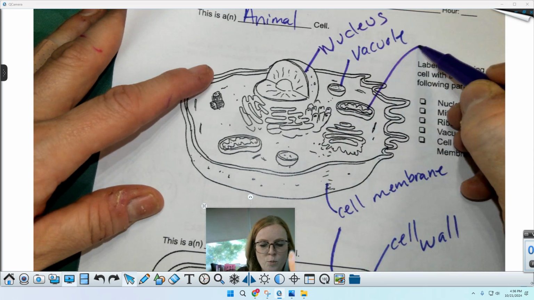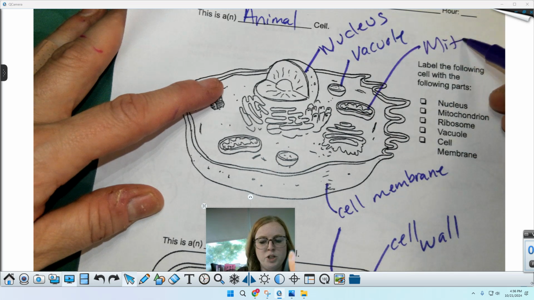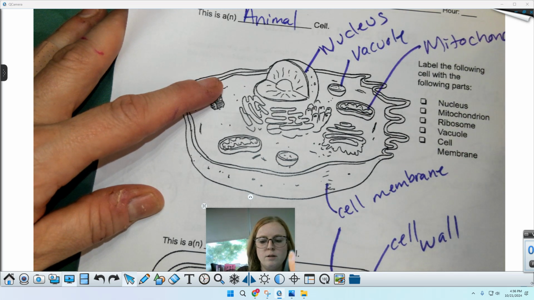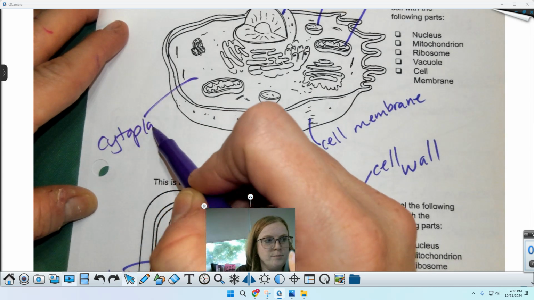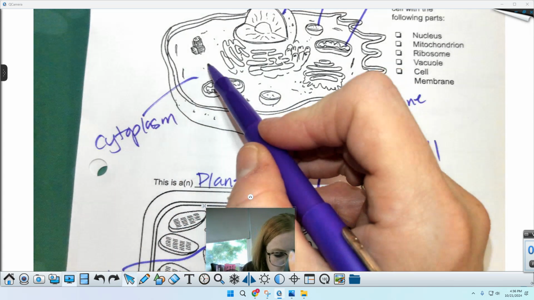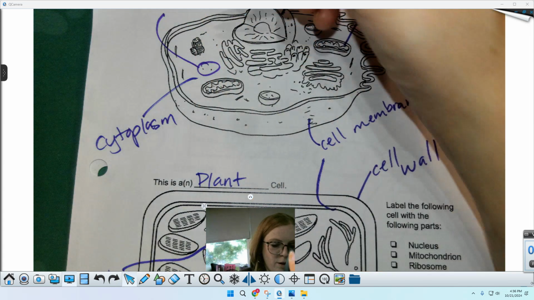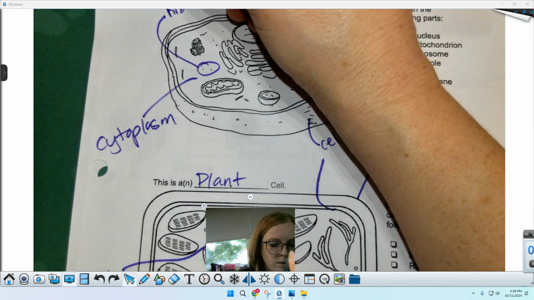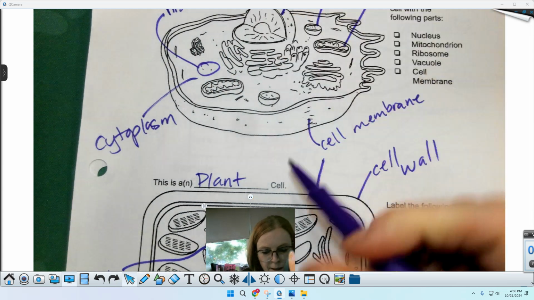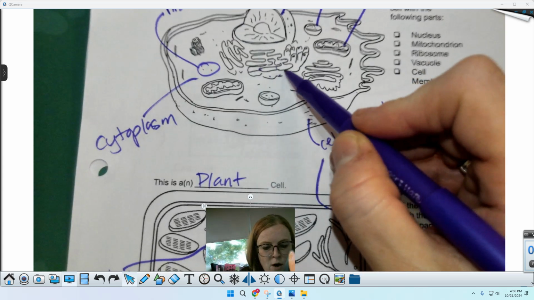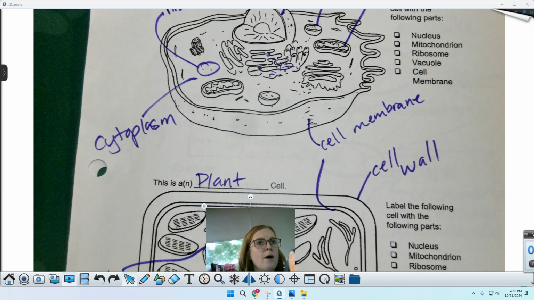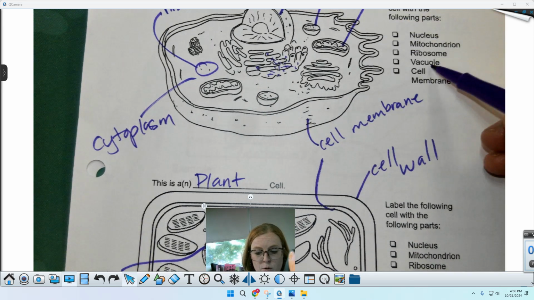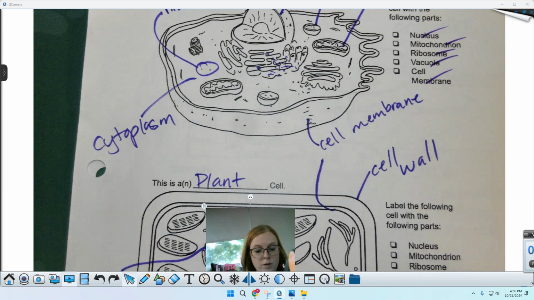Nucleus is in the middle. We know this is the mitochondria. It's bean-shaped. We know the liquid inside the cell, of course, is the cytoplasm. And we know these dot structures, though horribly drawn, are going to be the ribosomes, which make the protein. If we were learning the ER, you would learn that the dots, these ribosomes, are also on the ER right there. And I think that's it. We've got vacuole, cell membrane, ribosome, mitochondria, nucleus.